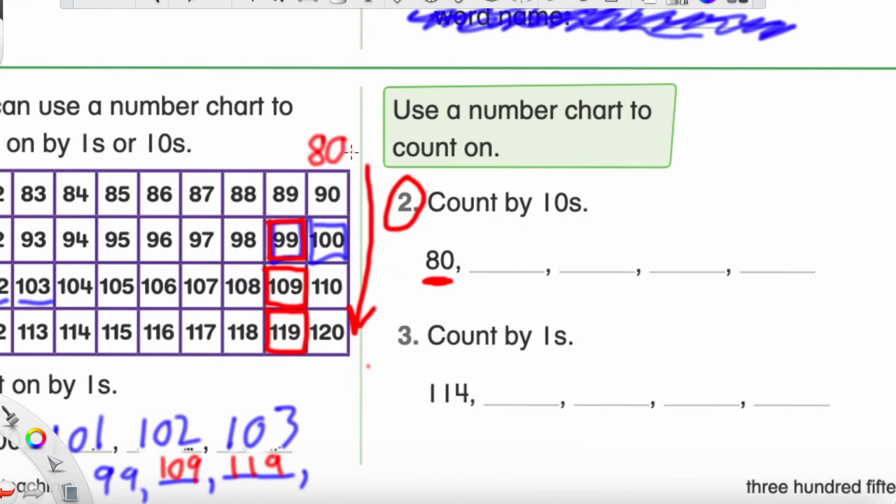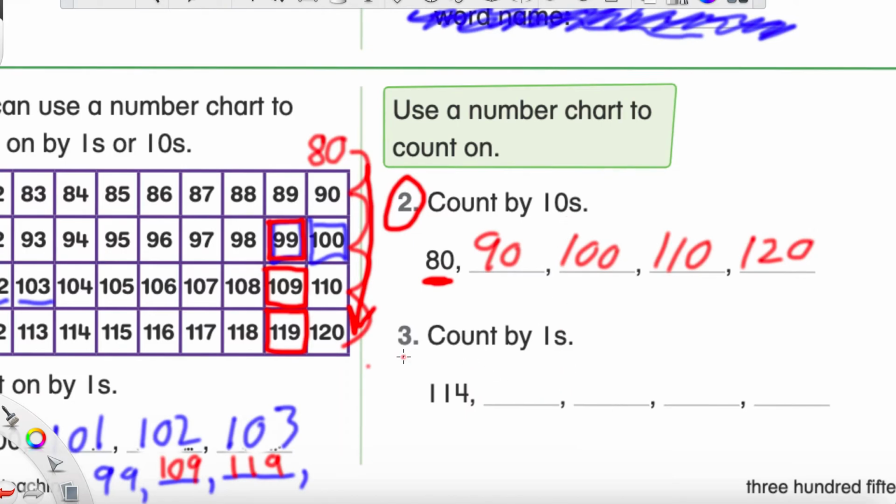So when we go down the column, after 80, our next number would be 90. After that, we would have 100. Then after that, we have 110. Remember, we just work right down the column. We don't do anything else. And then our next jump after that is 120. 1, 2, 0. And that's it.